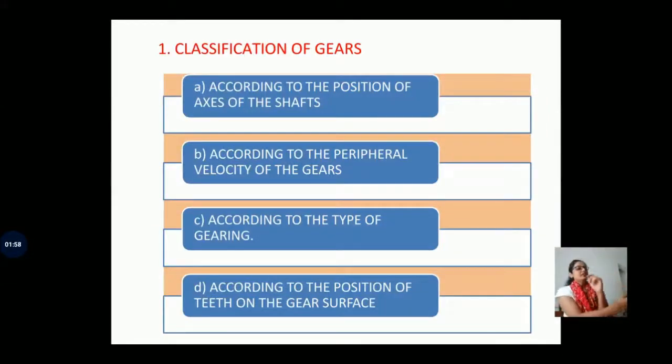So here we are going to discuss the classification of gears. Now we have four categories to classify gears. First is according to position of axis of shaft. Second is according to peripheral velocity of the gears. Third is according to type of gearing, and last is according to position of teeth on the surface of the gear. So let's see these categories one by one.